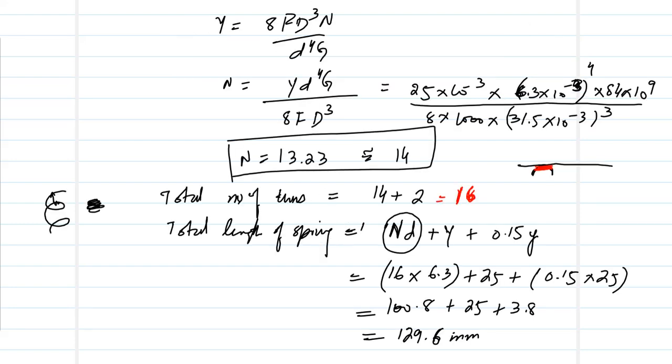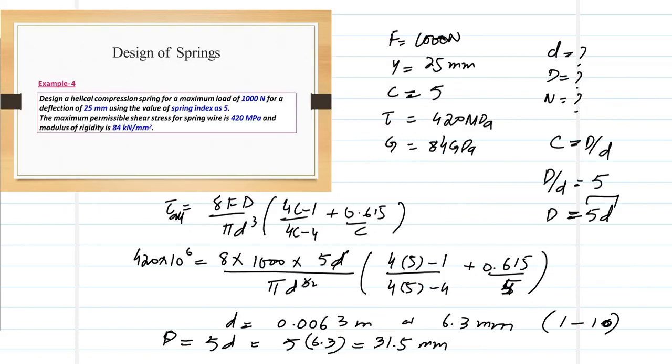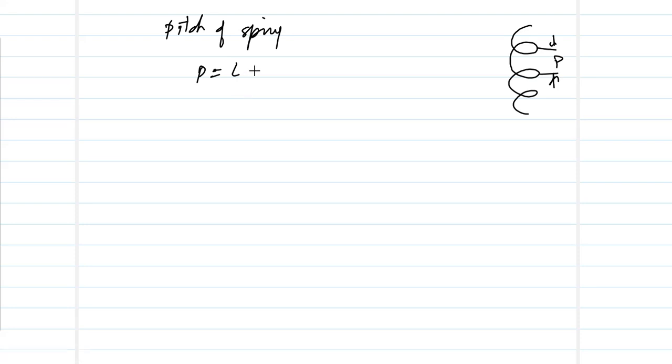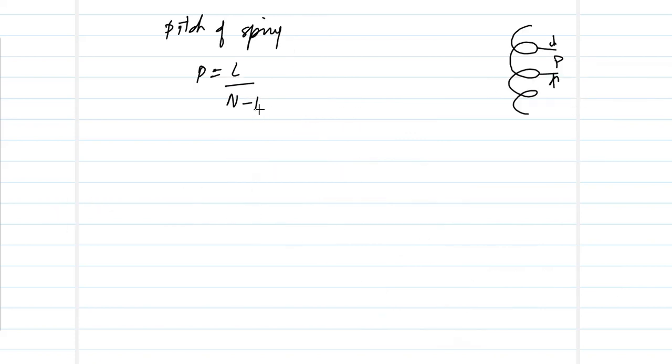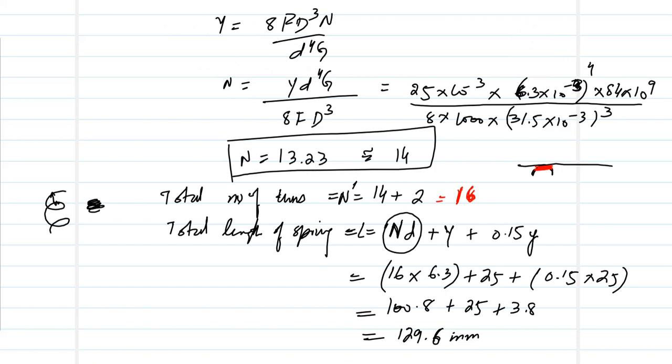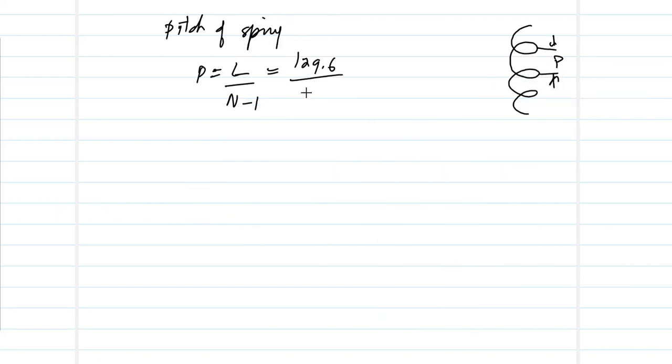So pitch is the free length. We calculate it as L, the total free length of a spring, divided by the total number of turns, N prime, minus 1. The minus 1 means we exclude the end coils, because they are grounded, so their pitch is not the same as the other coils. So we just subtract 1 from the total number of turns. So this is 129.6 divided by 16 minus 1, which is approximately equal to 8.7 millimeter.